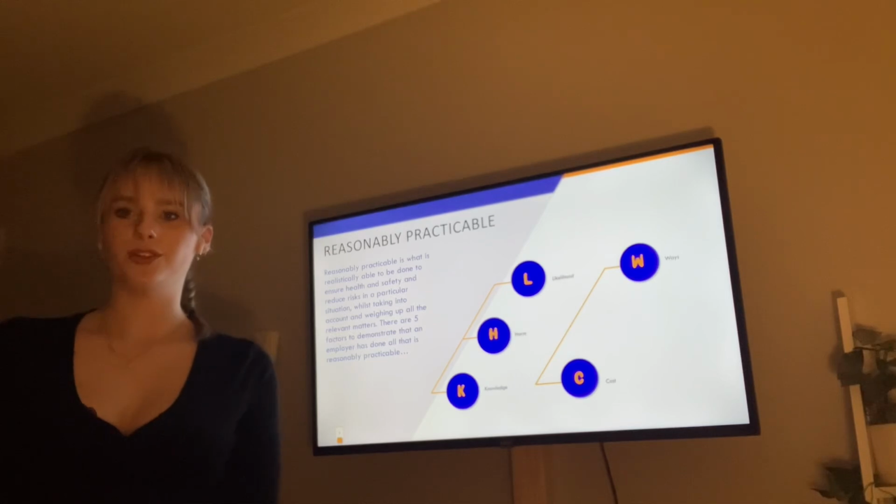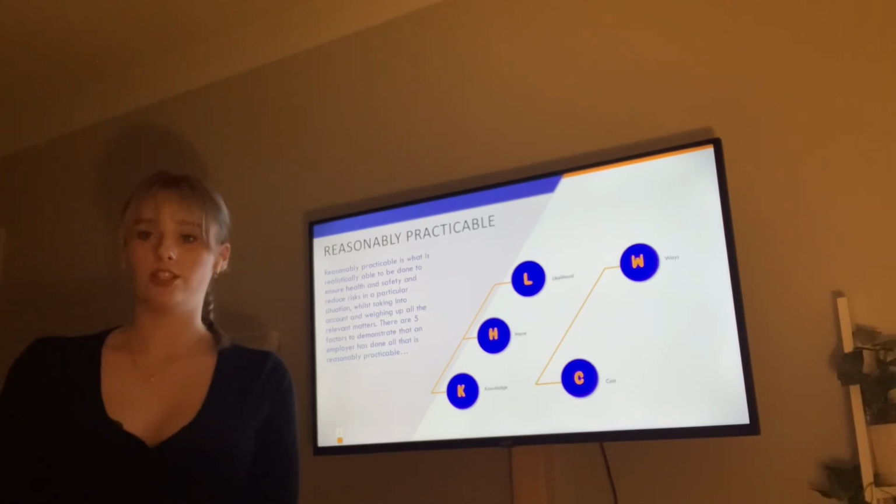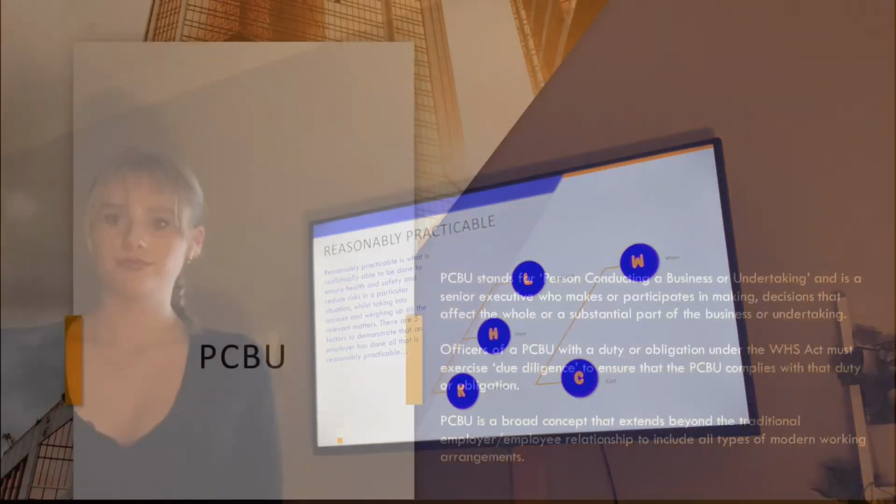A good way to remember the 5 areas is with an analogy. Lucy has kiwis with cake, which stands for likelihood, harm, knowledge, ways, and cost.